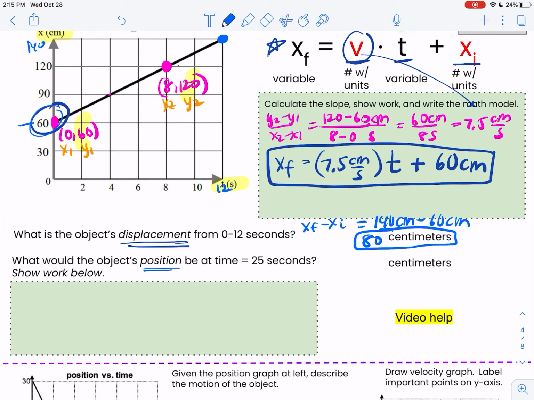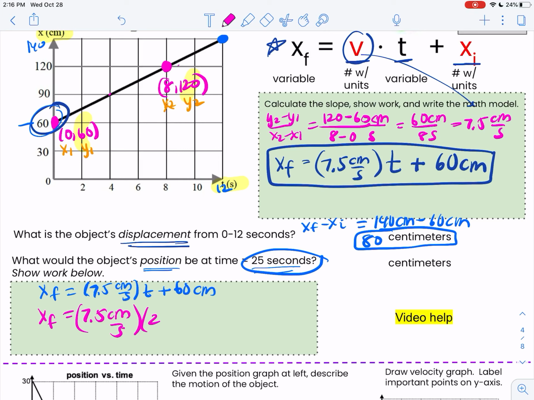Now this part's a little bit harder. What would the object's position be at a time of 25 seconds? This is where I'm going to have to use that model. So I'm going to have my math model, and I'm going to figure out where it's at 25 seconds. The x final is what I'm looking for, the position at that final time. So I'm going to have 7.5 centimeters per second multiplied by 25 seconds, plugging that in for the time, plus 60.